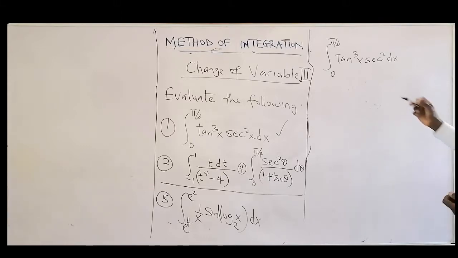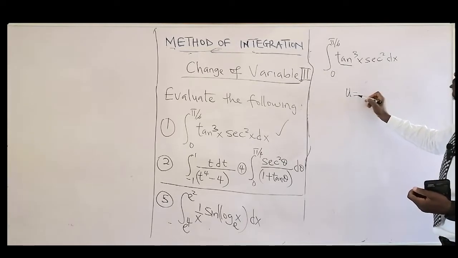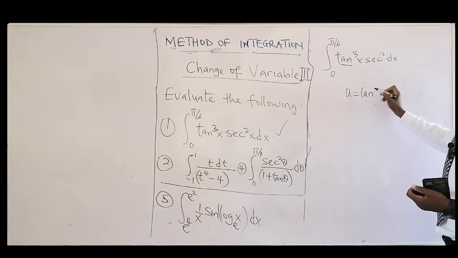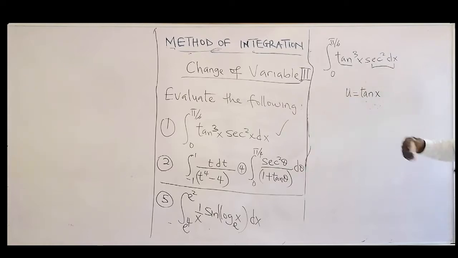I think it's better, as I said in the previous video, to pick u as tan x. Because when you differentiate this, it's straightforward. You pick u as tan x, and the derivative of that will give you this, which makes the work easy. Actually, if you go for sec x also, you can get it, but that will take your time. This is faster.